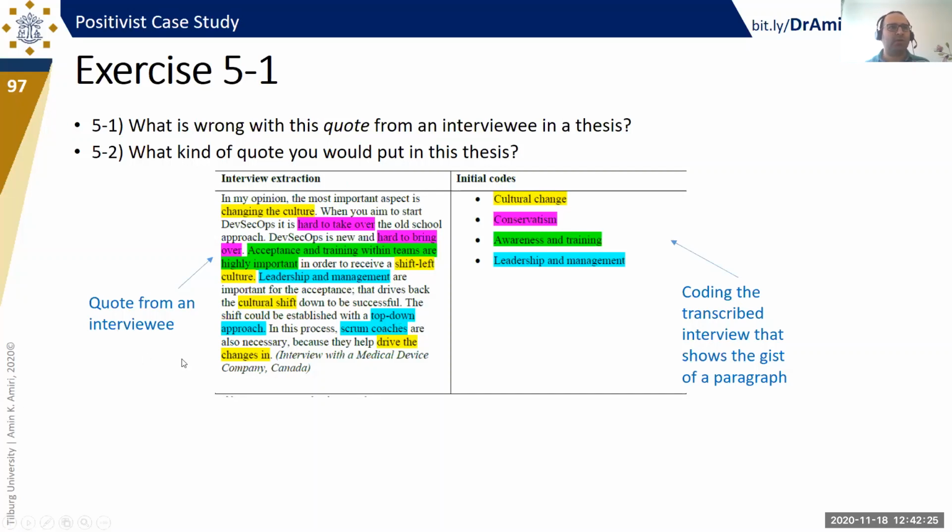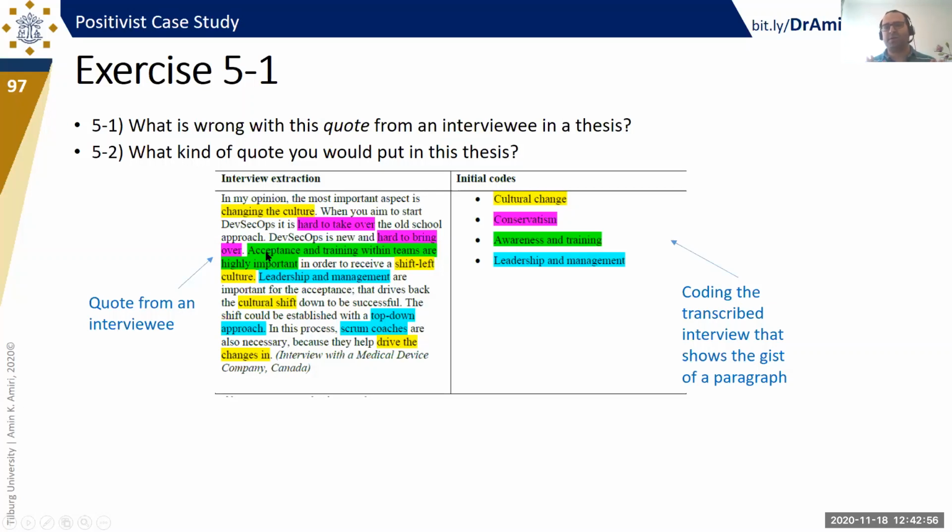So this is a quote from an interviewee. In my opinion, the most important aspect is changing the culture. And, you know, this is a kind of exploratory case study. He tried to provide the gist, the essence of each sentence: cultural change, conservatism, awareness, and training. What's wrong here?